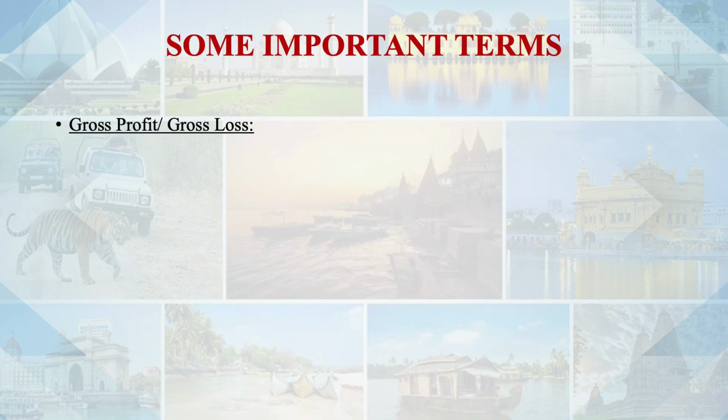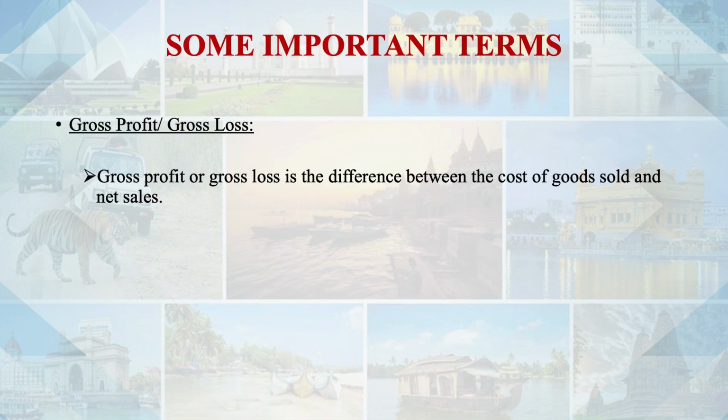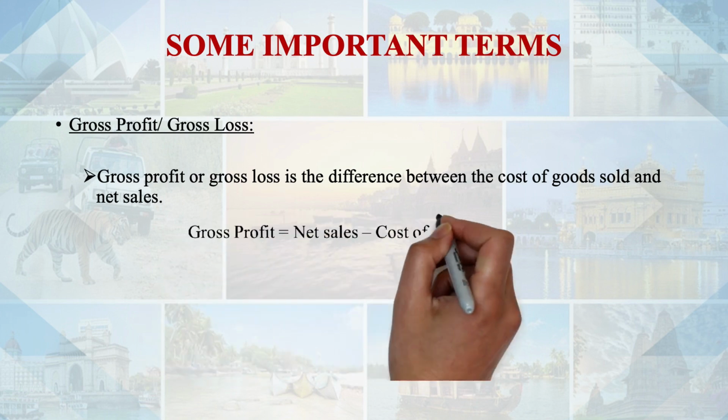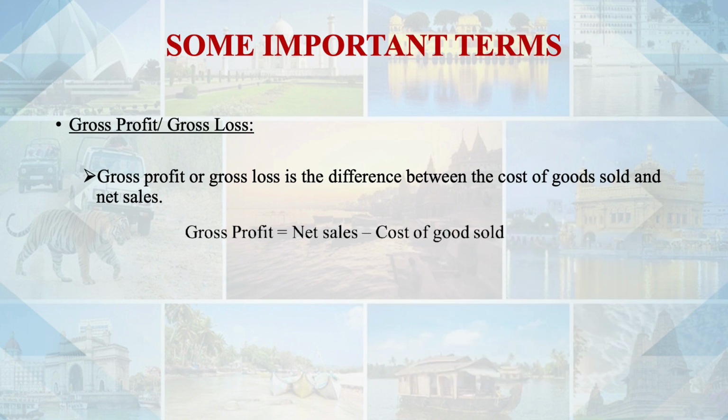Now let us see the next one. That is gross profit or gross loss. I told you that this cost of goods sold is very important to calculate the profits or the losses. So now gross profit. Basically when we prepare a profit and loss account statement, we divide the expenses into two categories. One is direct expenses and another is indirect expenses. If you have taken only the direct expenses, they will become a part of your cost of goods sold, and that cost of goods sold, when you deduct it from your net sales, will become your gross profit.